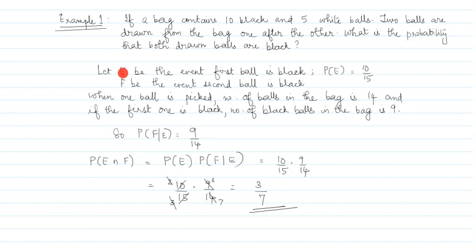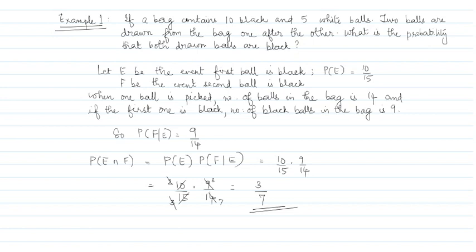So let's consider the event E. Let the event E be the first ball is black. Okay, so what are the total number of balls in the bag? There are 15 balls. So the probability of pulling out a black ball would be 10 out of 15, because there are 10 balls which are black in color. And so P of E would be 10 upon 15. Now, what are you asked to find? You are asked to find the probability that both drawn balls are black. So the second event F that you are looking at is nothing but pulling out a second ball which is also black in color.